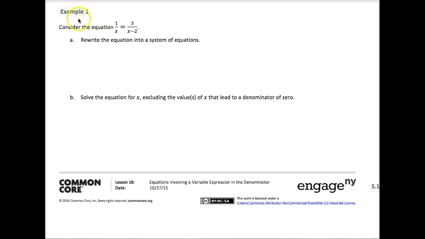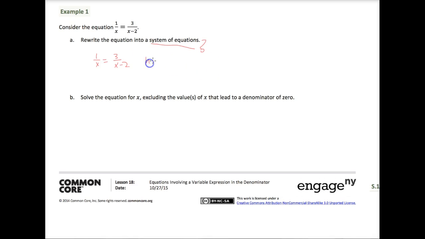All right, example 1. Consider the equation 1 divided by x equals 3 divided by the quantity x minus 2. Rewrite the equation into a system of equations. System of equations? I don't know what this means. Yes, you do. What it means is what can work and what do we have to watch out for. So if this equation doesn't have any showstoppers, in other words, if neither denominator equals 0, this is a perfectly valid answer.